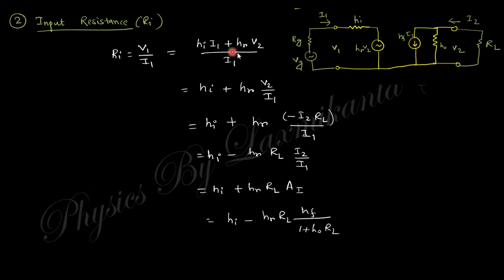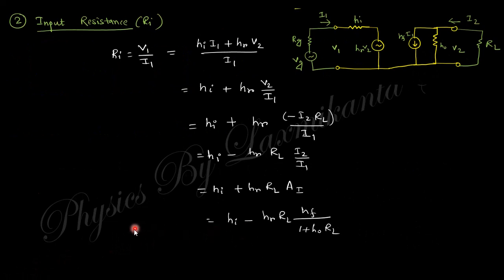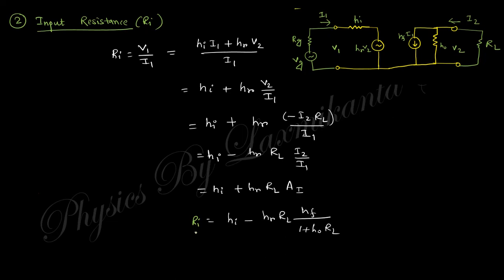Next thing is the input resistance. Input resistance is nothing but input voltage by input current. What is the input voltage? Input voltage is the voltage drop across H1 I1, and the voltage drop across HR V2. So you get these things and divide. This is V2 by R1. V2 is nothing but I2 by RL. And I2 by I1 is the current gain. Putting the value of current gain obtained previously, you get this thing. So this is the input resistance Ri.